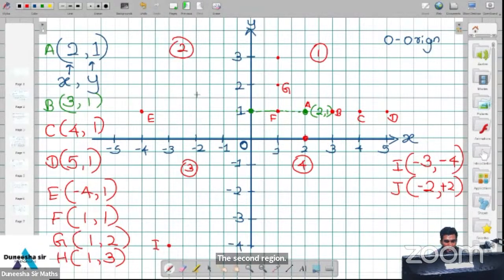X is -2, y is +2. Region is second region. Then k coordinate. I'm giving k coordinate. +3, -3. What is the region? Fourth region. Yes, fourth region. X is +3, y is -3. It's k.